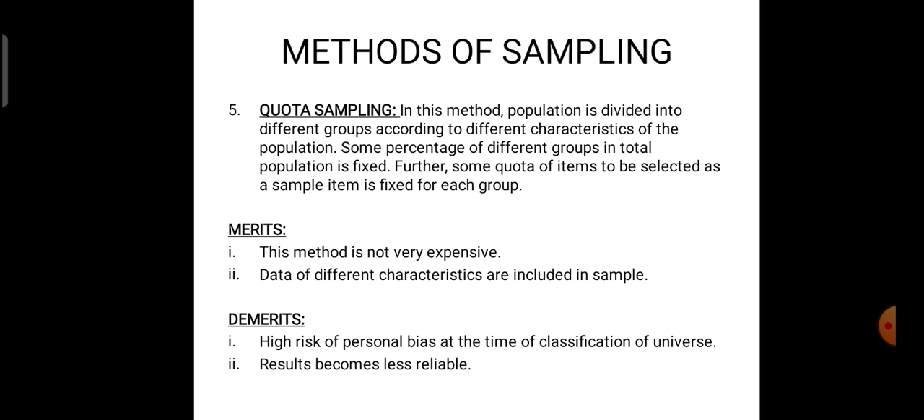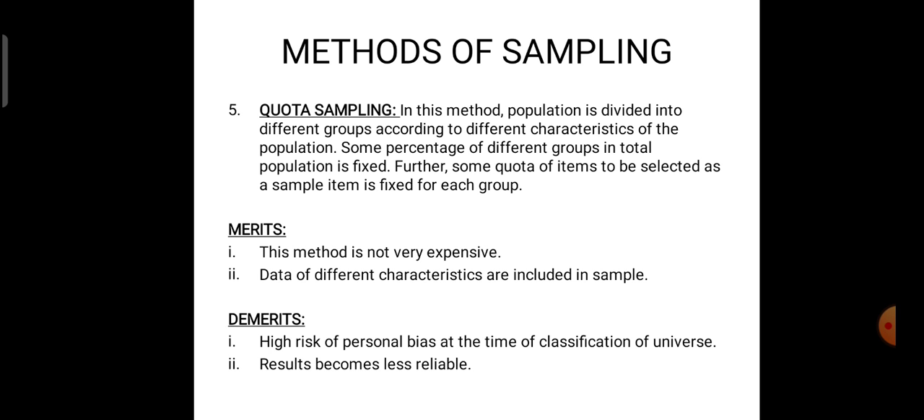Where we have a very simple example of, like, we are having quota in different educational institutions for different categories. Okay, so they have fixed a particular limit of selecting the students in that particular quota. Okay, so this is known as the quota sampling.